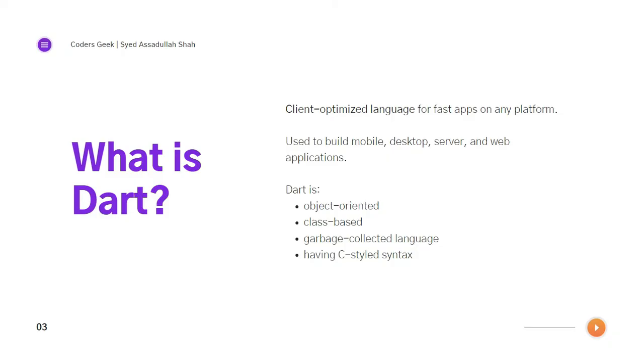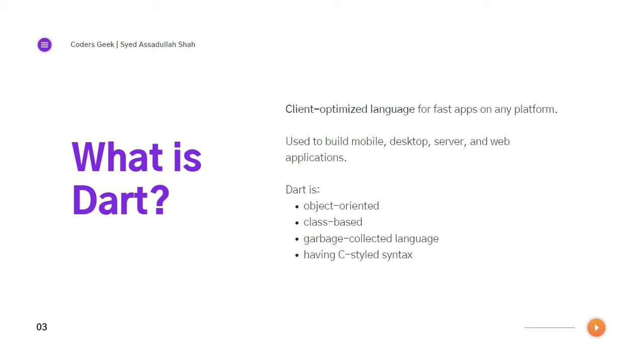So what is Dart? Dart is a client optimized language for fast apps on any platform. Client optimized language means programming language optimized for building user interfaces with enriched features. Dart is also a class-based object-oriented language with garbage collection. It's a really simple language and has a C-style syntax, so it can be easy to learn.